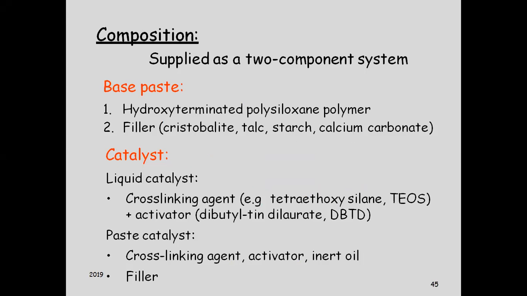Right. So composition, it is again supplied as a two component system, base paste and catalyst paste. Same. Base: hydroxy-terminated polysiloxane polymer, filler cristobalite, talc, starch, and calcium carbonate. Catalyst consists of cross-linking agent, that is tetraethoxysilane (TEOS), activator dibutyl tin dilaurate (DBTD), which I've already told you. Just remember this. Paste catalyst: cross-linking agent, activator, inert oil, and filler.